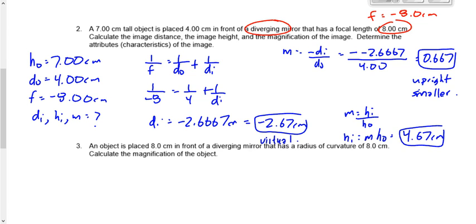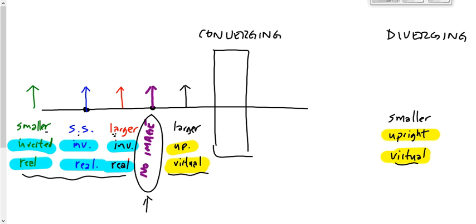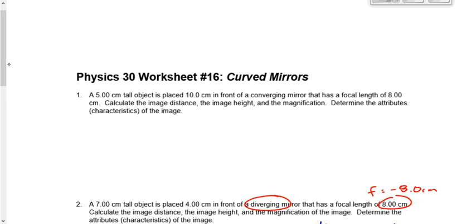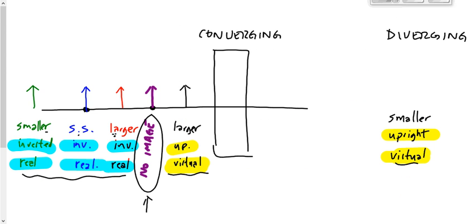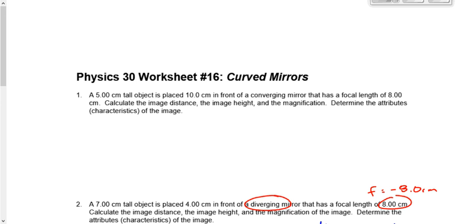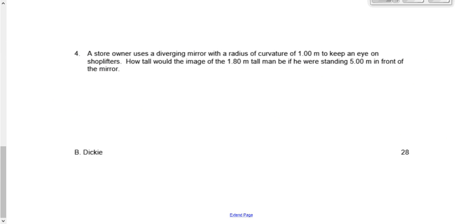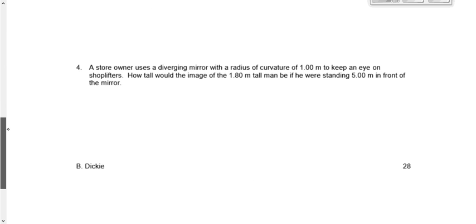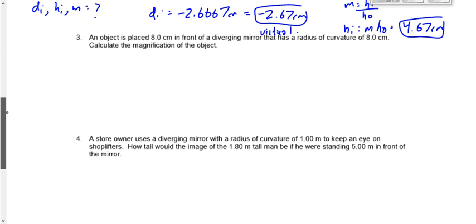If you go back to the patterns that we established during our review at the beginning of class, we had a diverging mirror, which is exactly what we had in question number 2. A diverging mirror always produces a smaller, upright, and virtual image. Or a diverging lens for that matter. They all produce smaller, upright, and virtual. So you can get those characteristics from the numbers that we got here, or from the ray diagrams and the patterns that were formed.